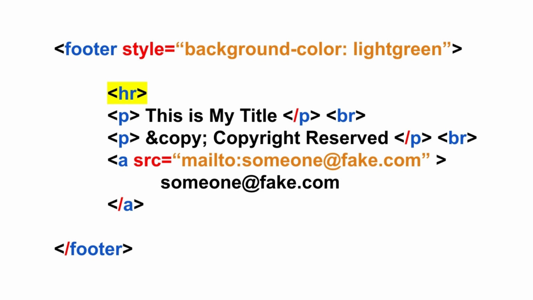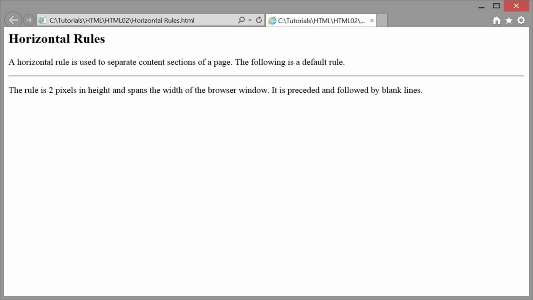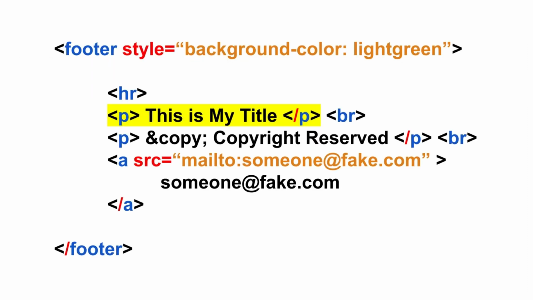Then I prefer writing the horizontal rule or the HR element. The horizontal rule is simply a long horizontal line that divides a website. I think it looks nice for the footer, but you don't have to put it on your website. Then we will write some information in a paragraph element. To go to the next line, simply write the BR element.